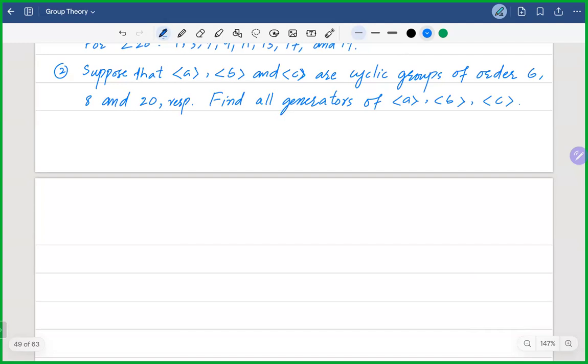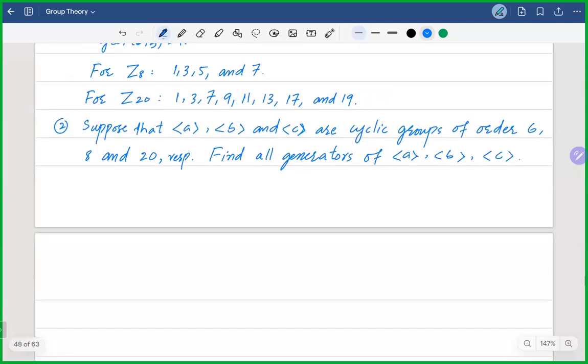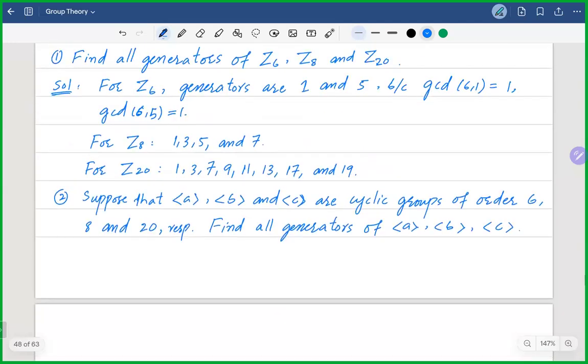this has same answer as the question number 1. So because Zn is also a cyclic group, so in solution, what you can write is that, but we have the different notation now. So for A, we have A and A power 5 is the generator.